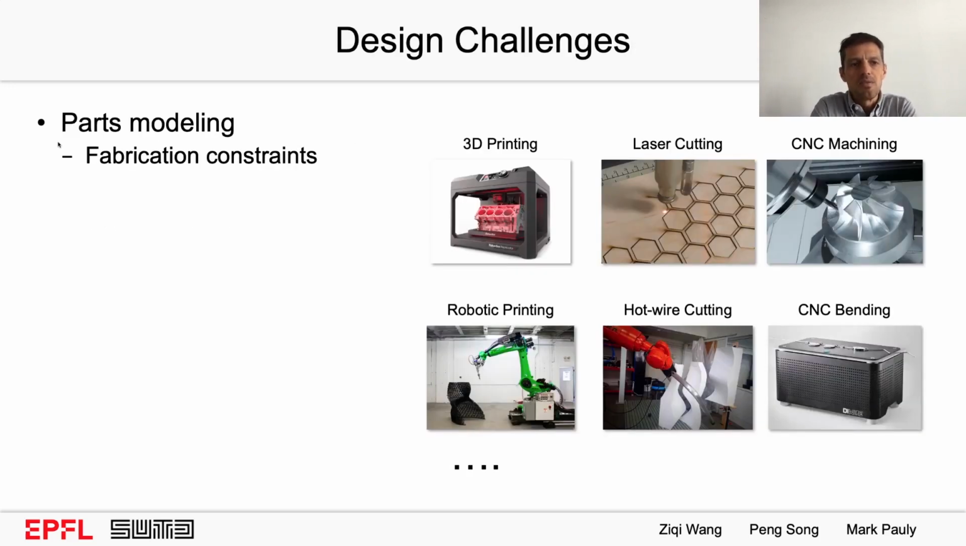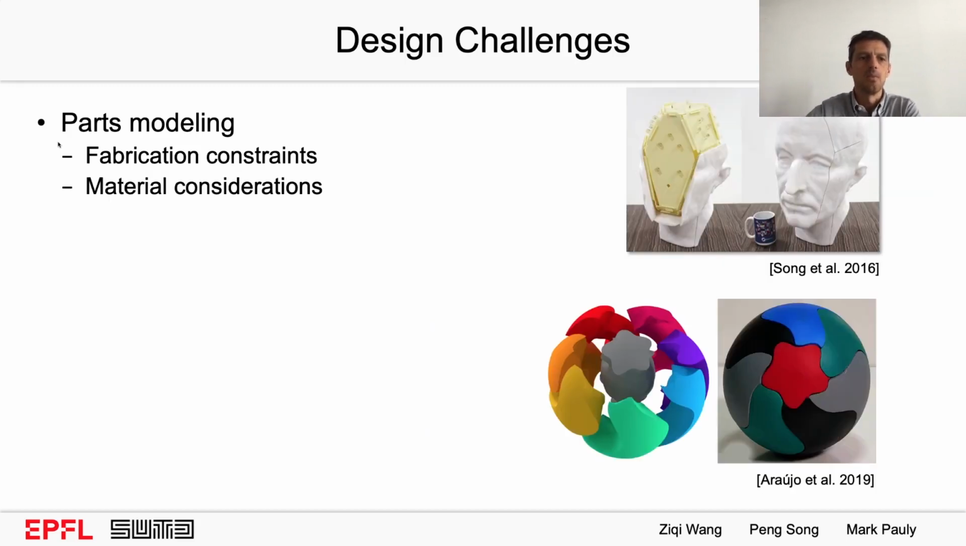First of all, we have to look at how we can adapt the component parts to a specific fabrication technology. So there will be constraints on the fabrication imposed by a specific machine. For example, if we use laser cutting, we're constrained to a specific type of 2D materials. CNC machining comes with its own constraint, and 3D printing as well. Related to that, there will be constraints on material and appearance of the individual parts.